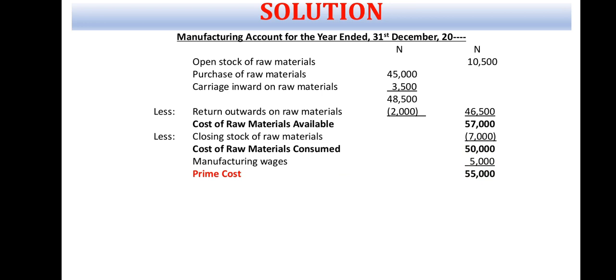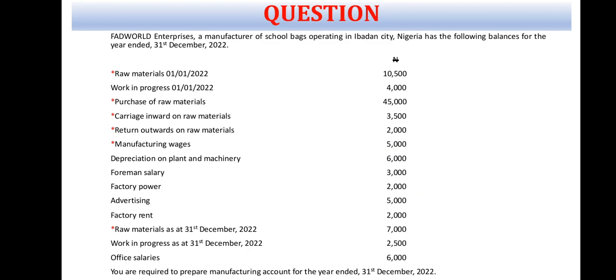When I was explaining, I said after prime cost, then the next thing is what? Factory overhead, which are indirect expenses. So factory overhead cost. So let's go to the question. Let's look at the indirect expenses we have in the question. So if we look at it, we have depreciation on plant and machinery. That is the first one we have, which is 6,000 naira.